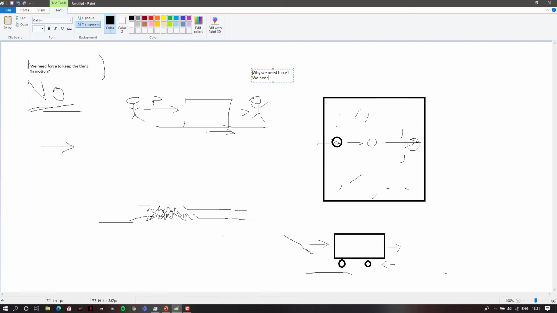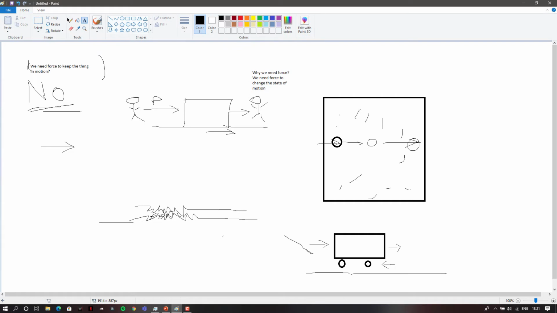The answer is we need force to change the state of motion. A very simple answer. So what we see here is we need this force to cause motion, and then we need force to stop motion. So what we need force for is to change the state of motion in which an object is. So this is force, and this is the need of force.